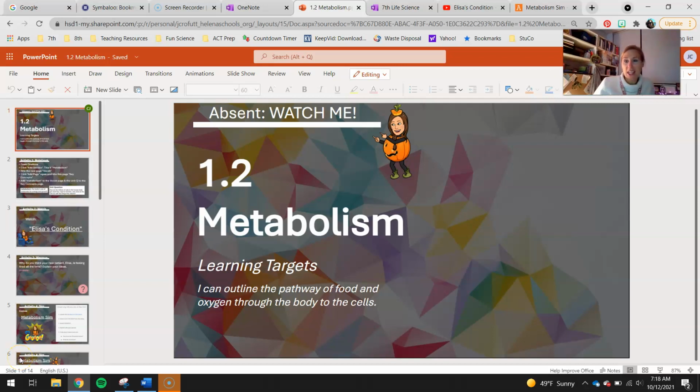Hey 7th graders, today's lesson is 1.2 Metabolism. I'm excited to start this today. It's one of my favorite units with you guys because you get to learn a little bit about the human body, and at one point I wanted to be a doctor.